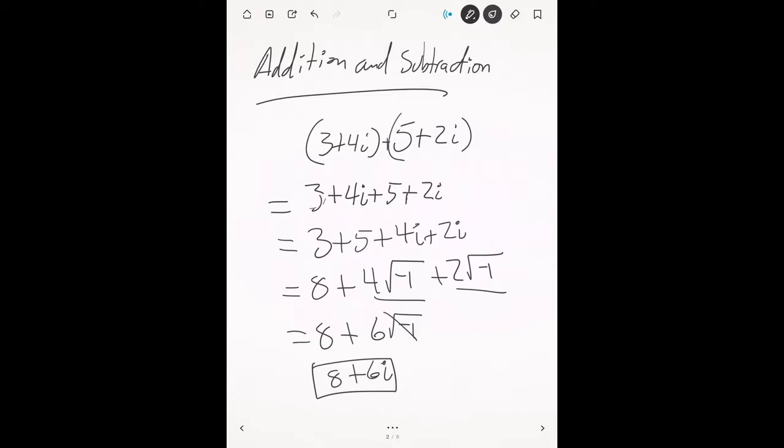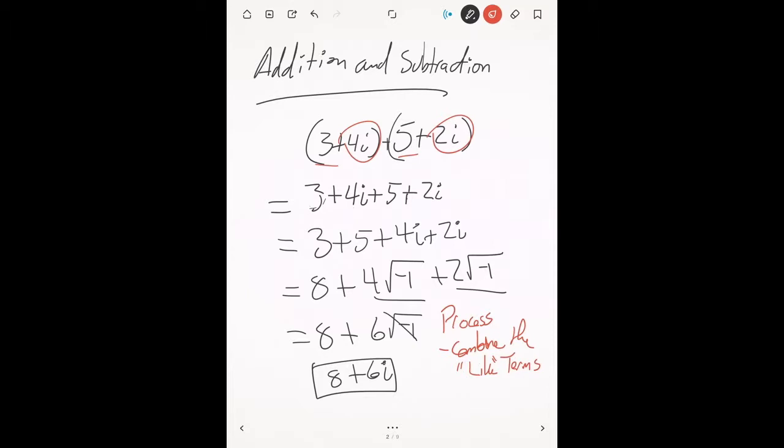All that we have to do, if we were to write a process for this, we would just need to say that we want to combine, I guess we could call them the like terms. So go ahead and combine these like terms. Add the real parts together, and then add the imaginary parts together. And it's as easy as that.